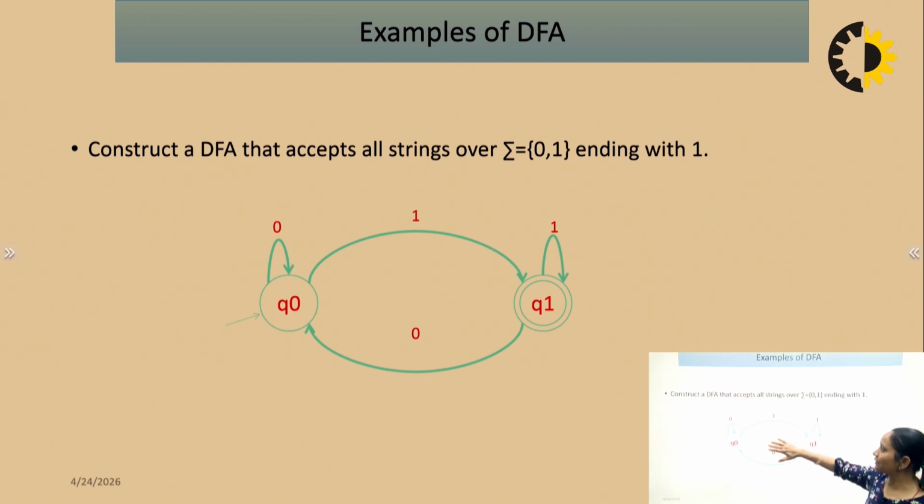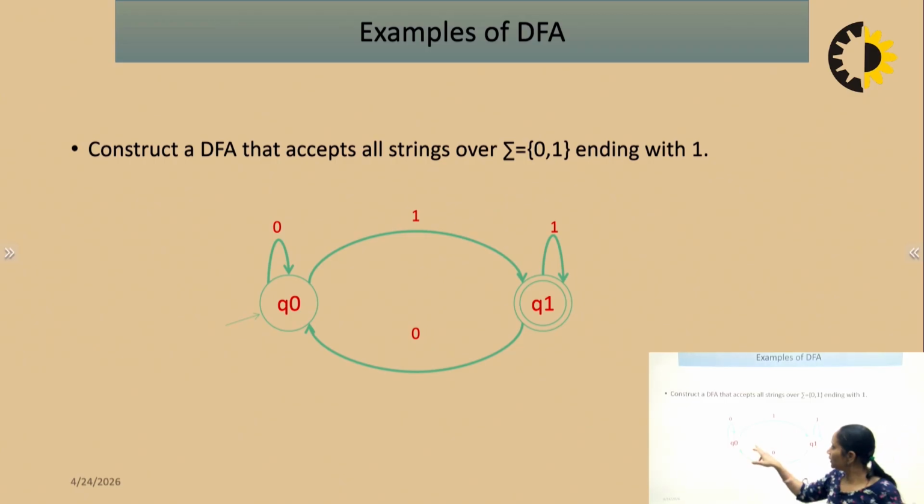What about the start? We can start with any number of 0s. Any number means that we have to make a self loop, so Q0 will have a self loop for 0. Then when the string ends with 1, it will move to Q1. So what about the transition of 1 for Q1? We can make it a self loop on Q1.